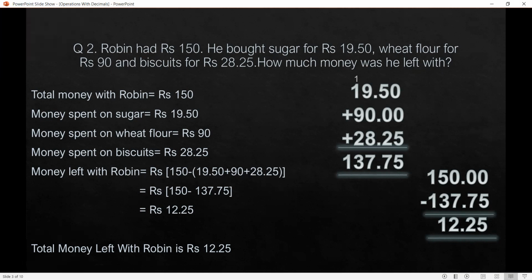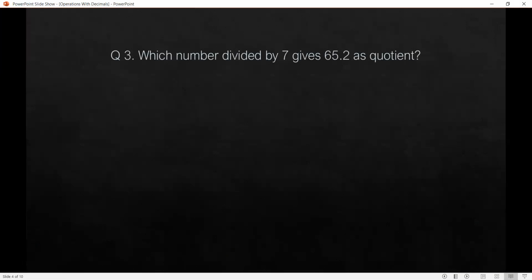He had 150 rupees and we subtract the money spent by him on purchasing these three items to find out the remaining money, that is 12.25. In this way, we can find out if we know the total money and how much we spent. We can find it by adding the expenditure and then subtracting it from the total amount. Here is question number 3 for you.